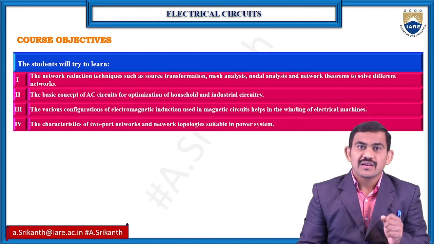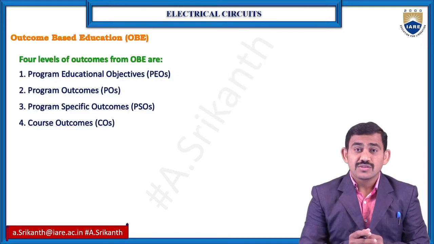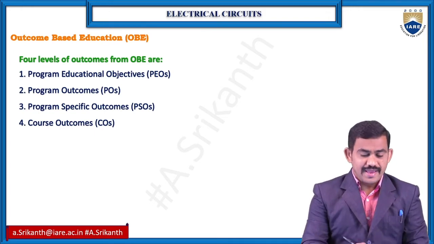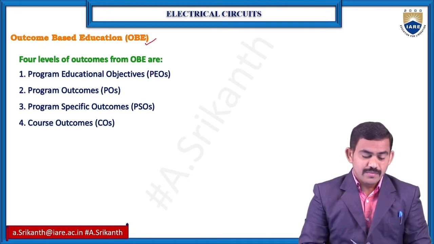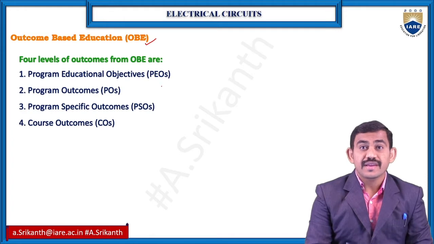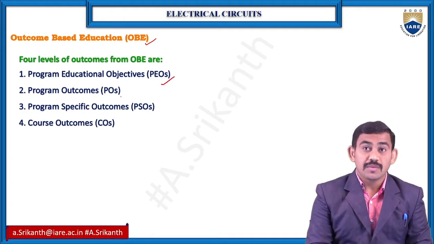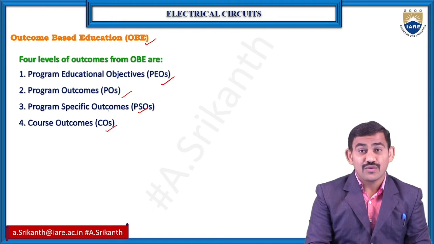So that is outcome based education. NBA has given some guidelines to each college, so they need to go for outcome based education, like OBE. Outcome based education has 4 levels: program educational objectives, program outcomes, program specific outcomes, as well as course outcomes. So we have 4 levels.